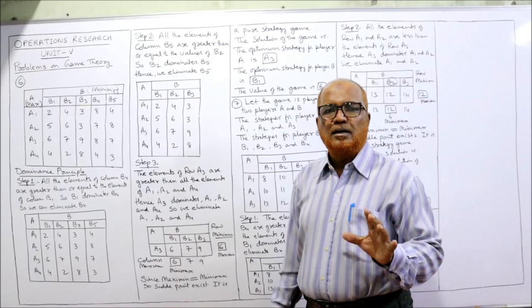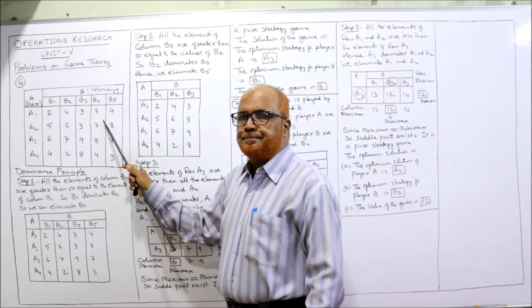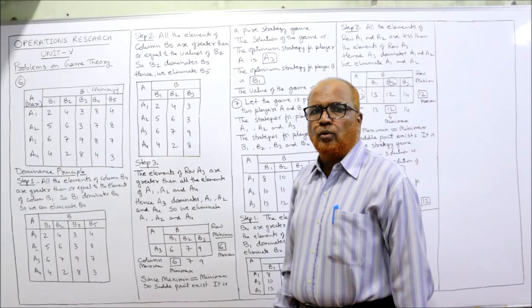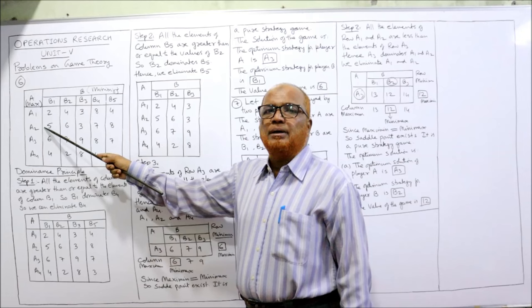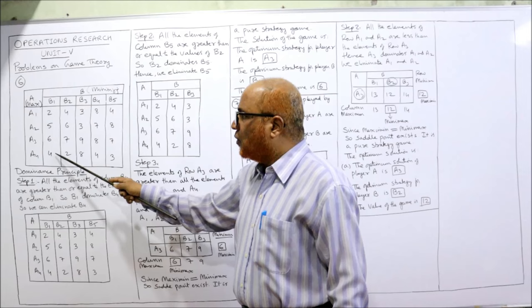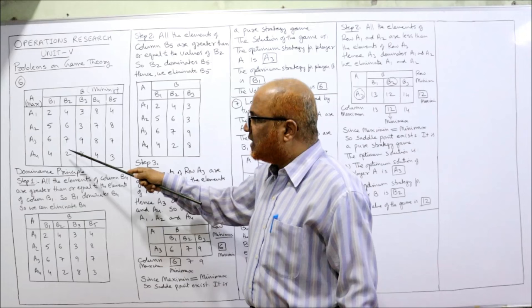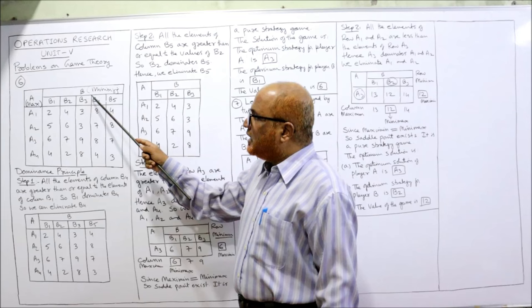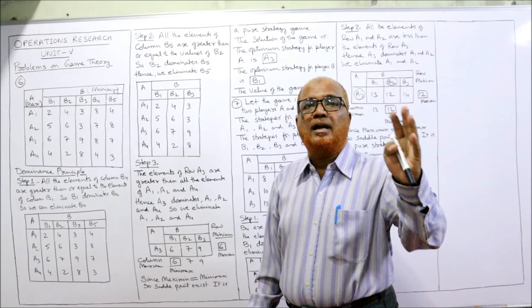Now see here, now we have to compare. Step one, dominance principle. All the elements of column B4, now you compare. B is a minimizing player, he will keep the minimum and eliminate the maximum. 2, 4: 4 is greater. 5, 6: 6 is greater. 6, 7: 7 is greater. 4, 2: 2 is less. The first three elements are greater, whereas this element is less. So no dominance property, right? He will keep the minimum and eliminate the maximum. All the elements should be greater.